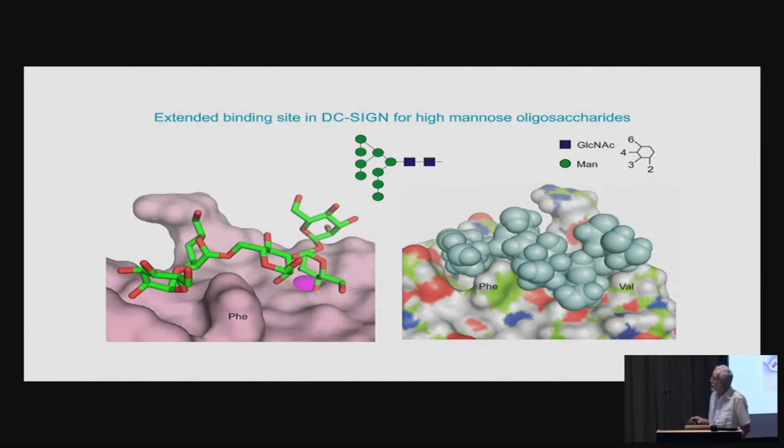DC-SIGN, the dendritic cell receptor that's best known for binding the high mannose oligosaccharides on HIV, also has a binding site that likes to bind to high mannose oligosaccharides. It actually tends to bind this branch structure out here, but it still binds the mannose in the primary binding site, and then the rest of the oligosaccharide is looped into this sort of cleft. If you do a space-filling model, you see how well it fits in there.